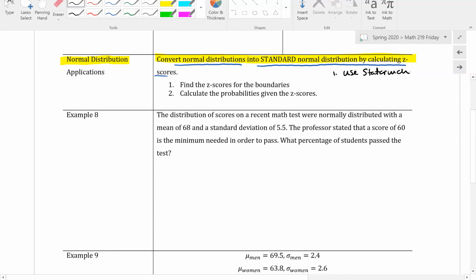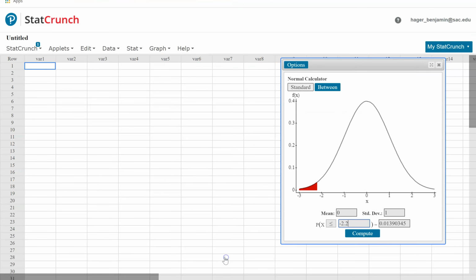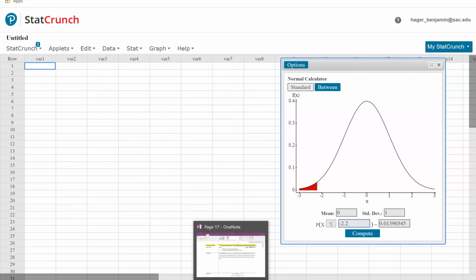And then there's no converting necessary because you saw in StatCrunch, it'll accept any mean and standard deviation you want. It doesn't have to be standard. That's just kind of the default. And I'll show you how to do this.